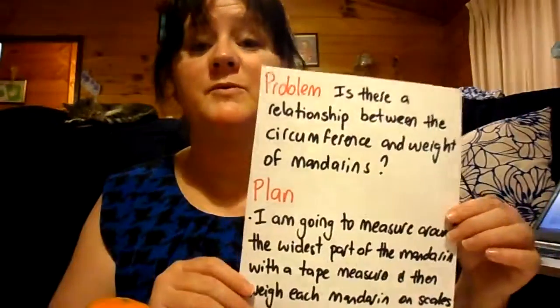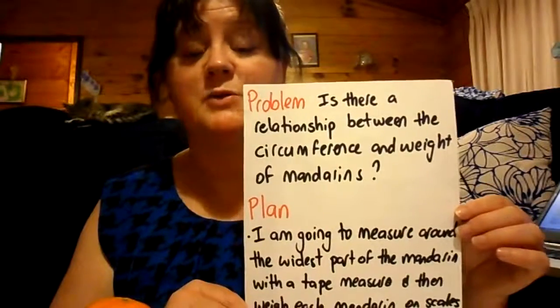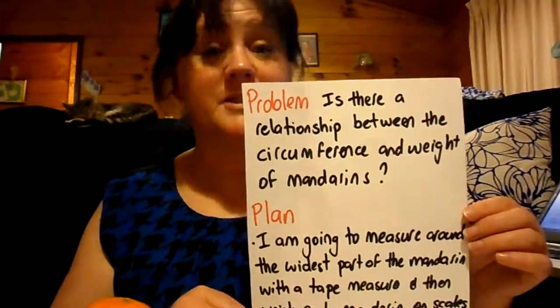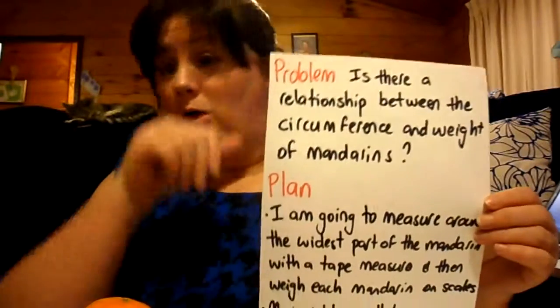We are doing the Bivariate data assessment and this is how to get a pass. You have to do the PPDAC from the start to finish for this assessment. Good news is we get given the first P, the problem. Our problem today is the relationship between mandarin circumference and mandarin weight.